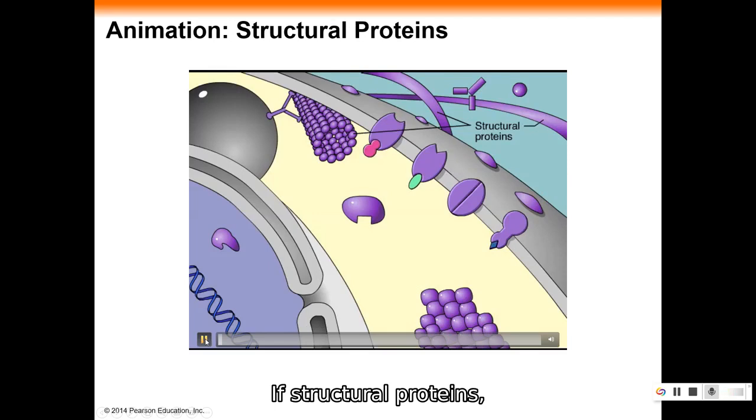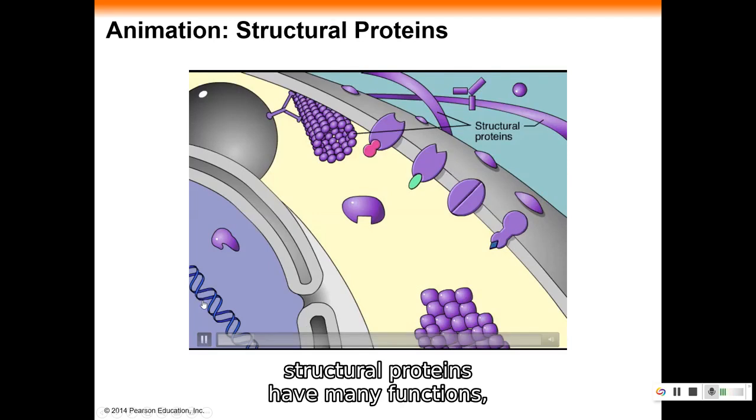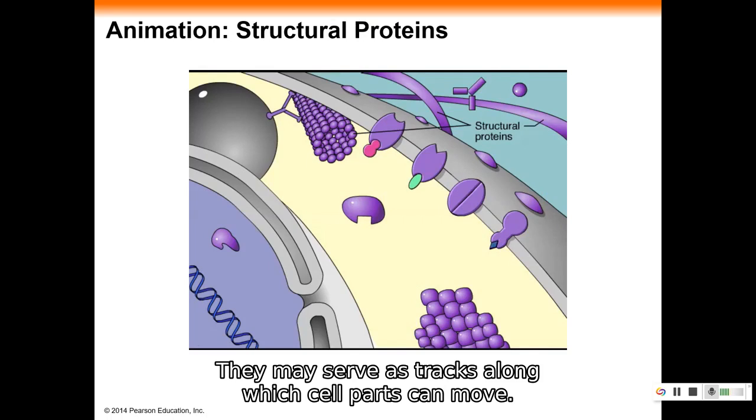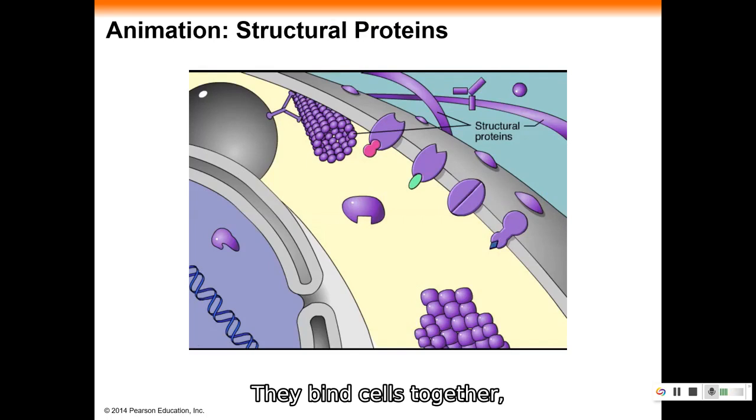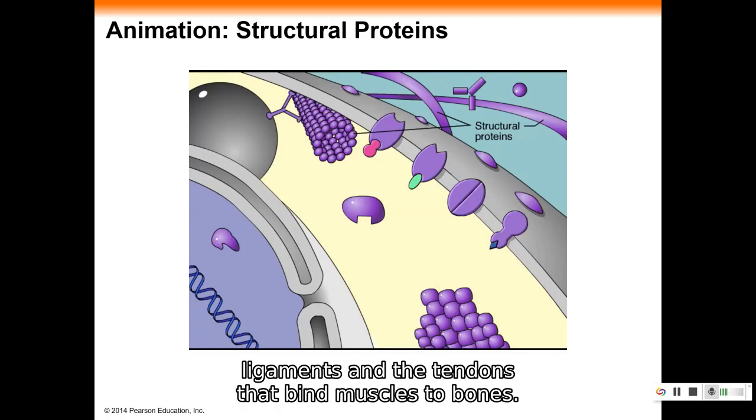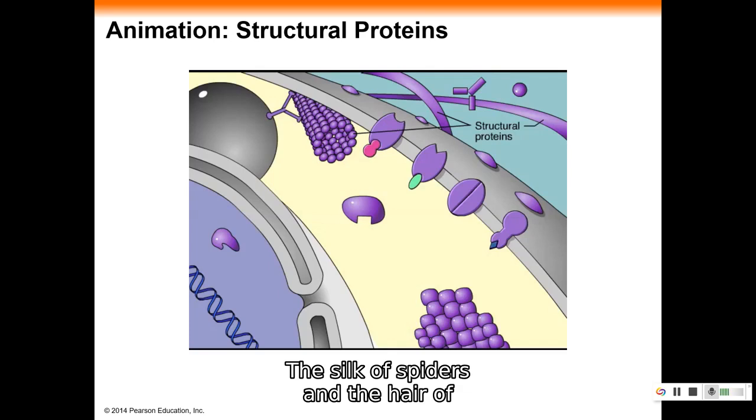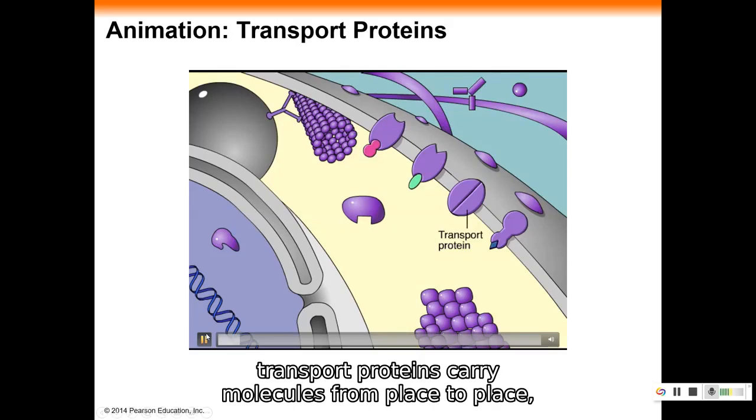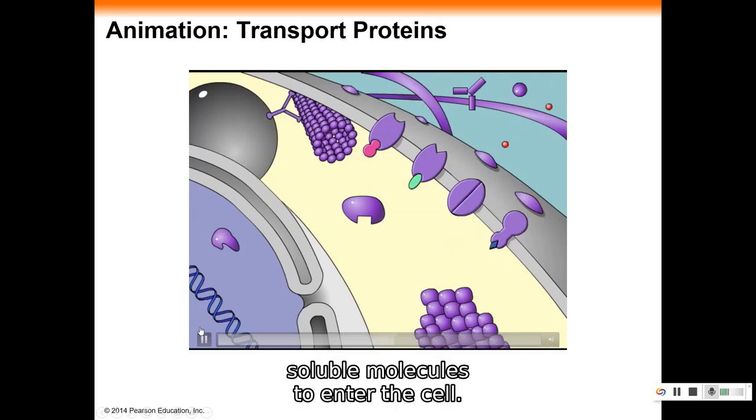We have structural proteins. Structural proteins have many functions. Like tent poles and ropes, they shape cells and anchor cell parts. They may serve as tracks along which cell parts can move. They bind cells together, making organized units such as muscles, ligaments, and the tendons that bind muscles to bones. The silk of spiders and the hair of mammals are also structural proteins. Transport proteins carry molecules from place to place. The example shown here allows certain solute molecules to enter the cell.